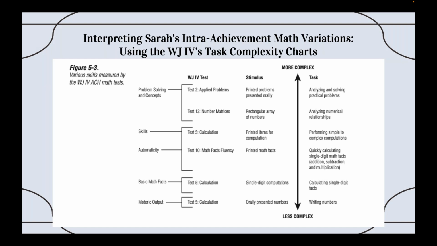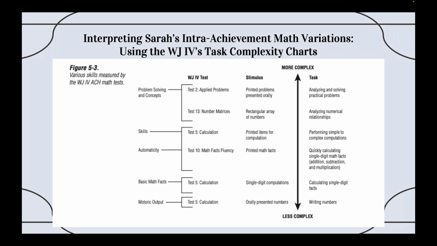WJ4 Achievement Examiner's Manual. I'm not sure if you all know that these tables or models are in the Examiner's Manual, but the Achievement Examiner's Manual has interpretive models, just giving you some ideas of the various skills that are measured by the WJ4 Achievement test. And I love these models because it also explains to you the level of complexity that is assigned to each of the tests that your examinee might have taken.